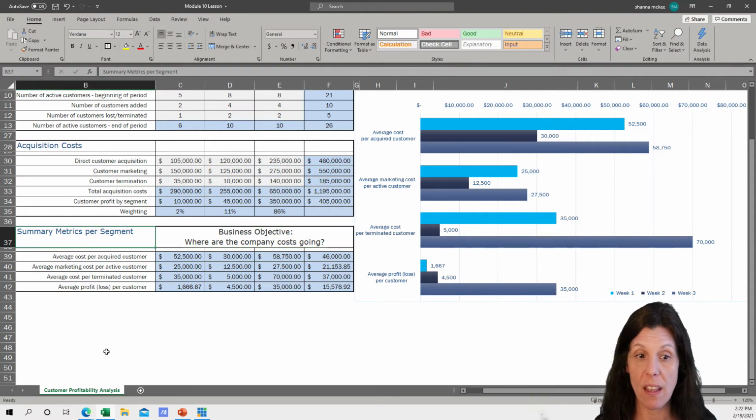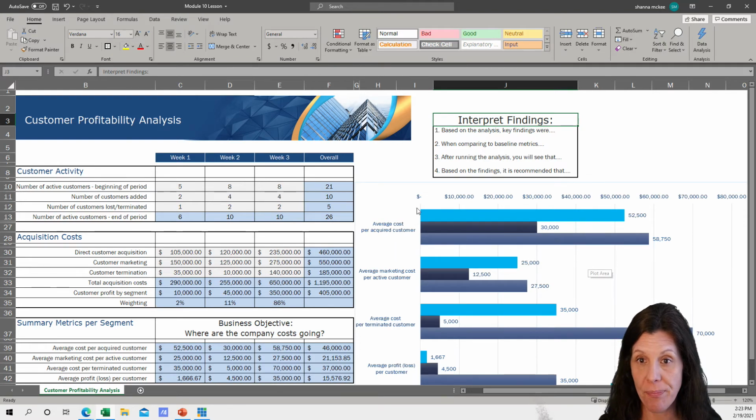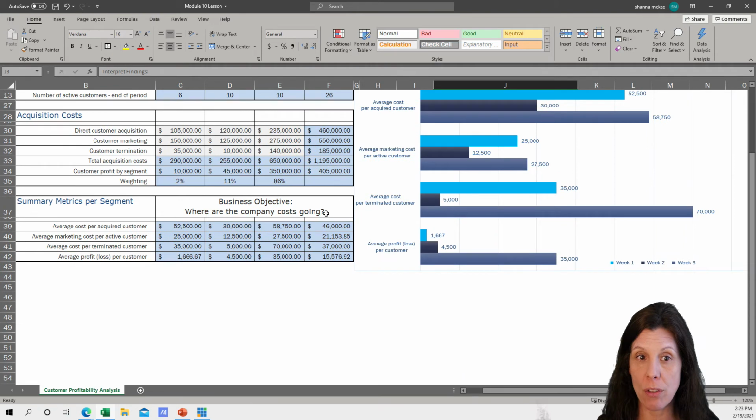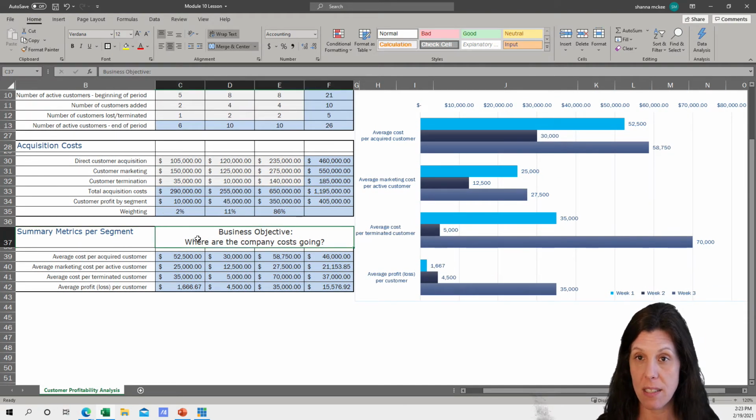Okay, so this is a predisposed dashboard for customer profitability analysis, and you'll see that up here. Over here to the right, I have included an interpret findings baselines. It's just a guide. These are the phrases that we went over. So this will help us interpret this dashboard over here. So let's take a quick moment and come down here to the summary metrics per segment. This is their business objective. This is what they want us to focus on.